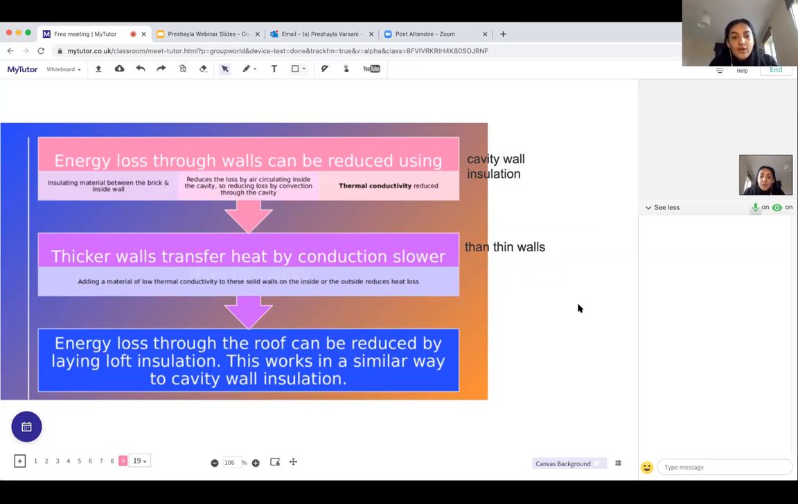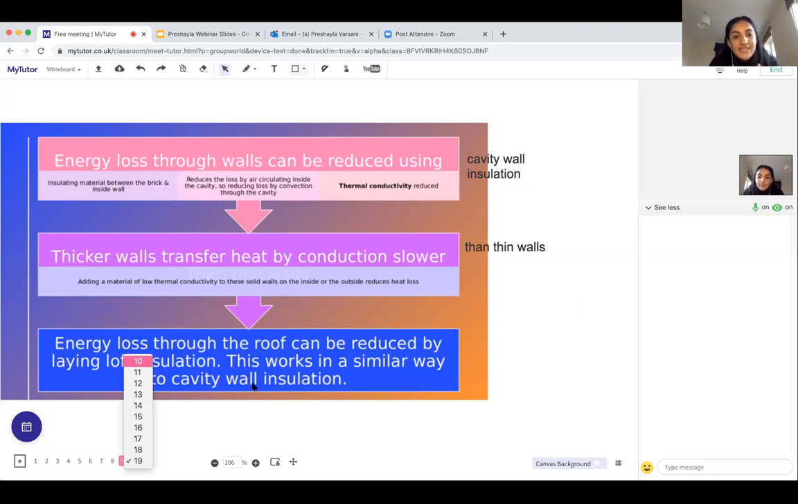Through the roof, it's a similar way to the walls, and we have loft insulation. If you've ever been in your loft, you may have seen this yellow fibery foam, and that is used as insulation to stop heat energy getting through the roof and being lost. So that is how we can reduce energy losses in lots of different parts of our house, through the walls, the roof, and the windows.